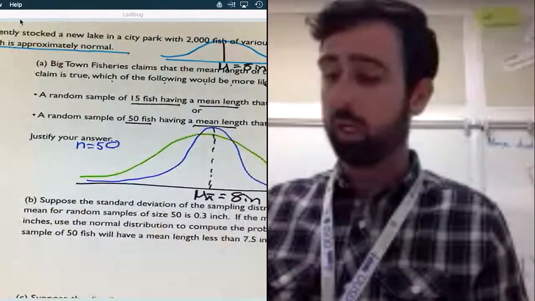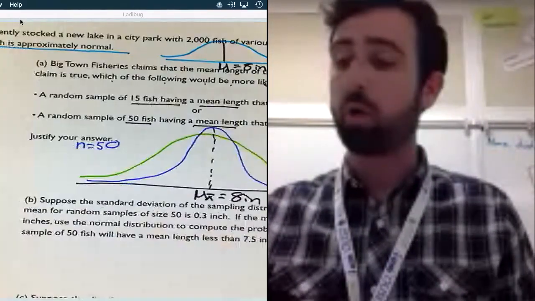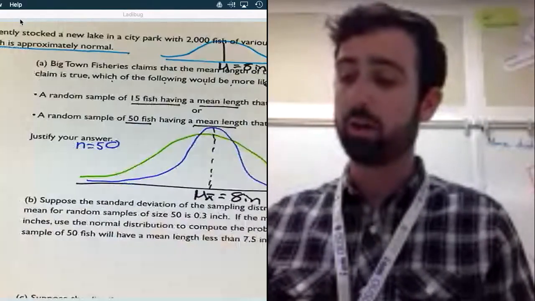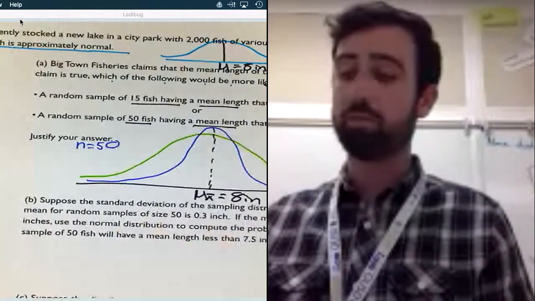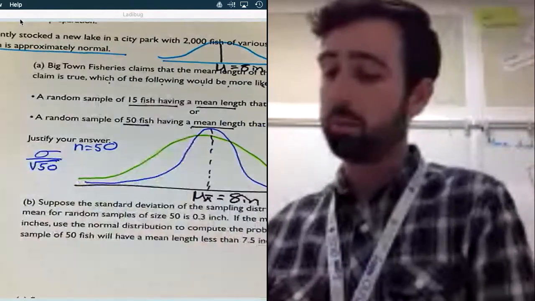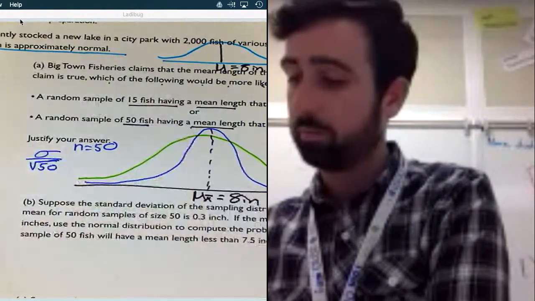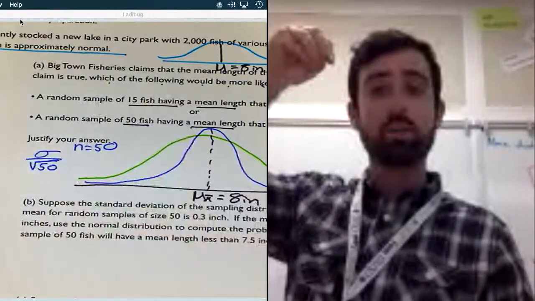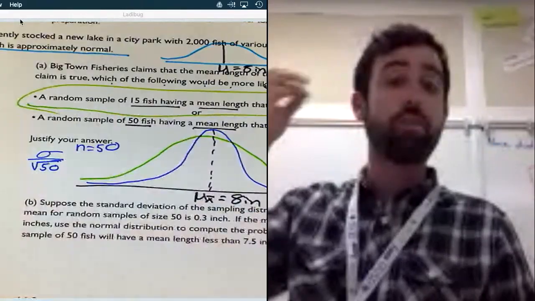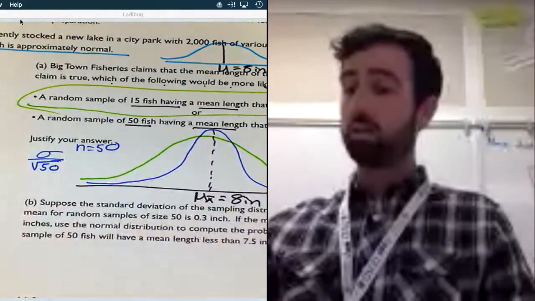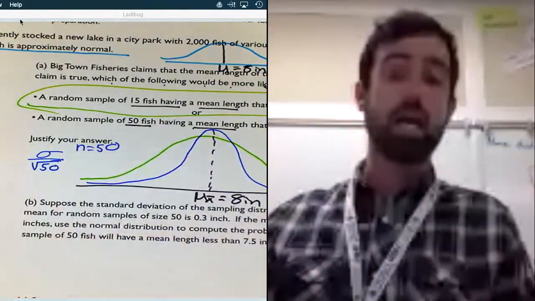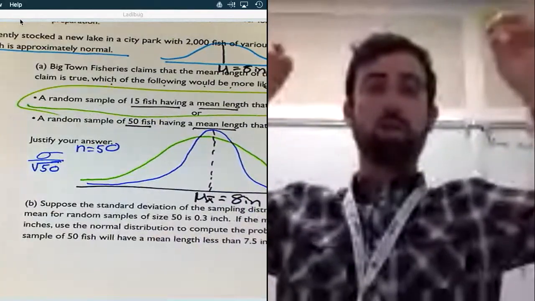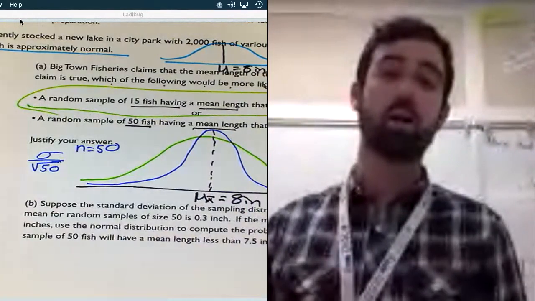So which of the following will be more likely? A random sample of 15 fish having a mean length greater than 10, or a random sample of 50 fish having a mean length greater than 10? Well, it's going to be the 15, right? It'll be much easier to take a sample of 15 fish that have a bigger length than 10 than it will be with 50, because with 50 we can pull from all sorts, and it's just going to decrease our sample mean.